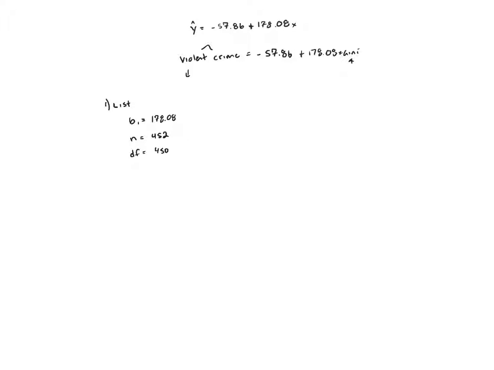I also, after I find all this, need to go ahead and list the t-star I'm going to use. To find this t-star, go to the t-table, trace 95% up, trace degrees of freedom over. Note there's no 450, so I round down to 100. When I do this, I'll get a t-star of 1.984. After I have all of this, the next step is to go ahead and do my calculations.